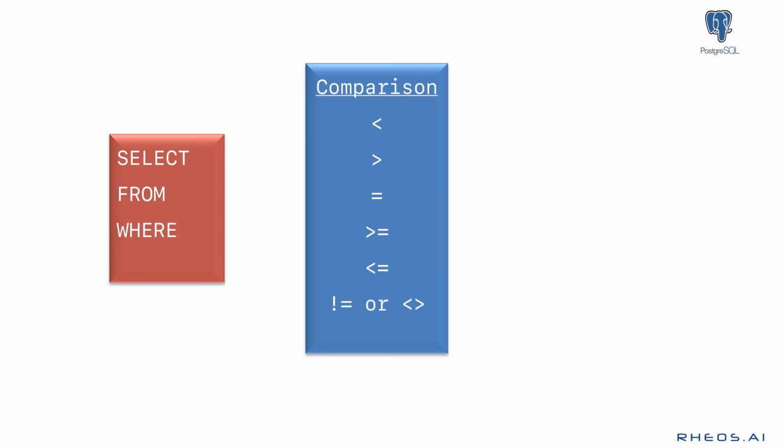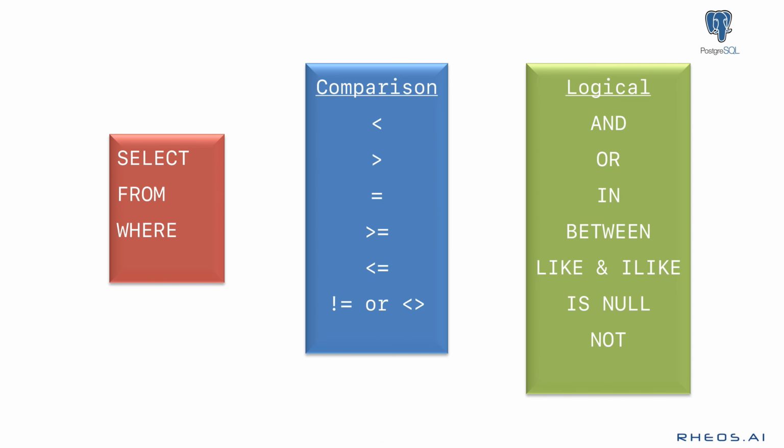Comparison operators are less than, greater than, equal to, greater than or equal to, less than or equal to, not equal to. In addition, we also have the logical operators AND, OR, IN, BETWEEN, LIKE and ILIKE, IS NULL, NOT. These logical operators are used to form compound comparisons.